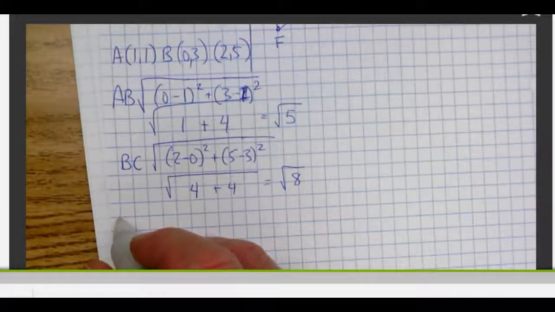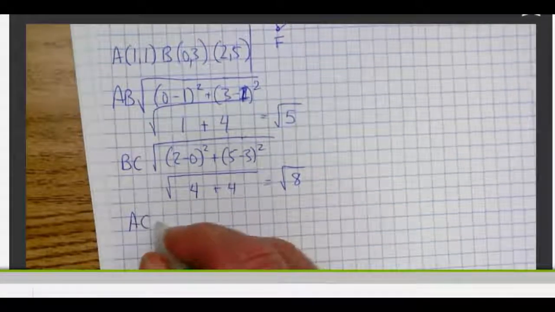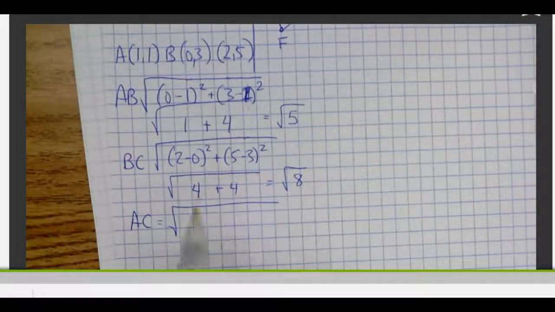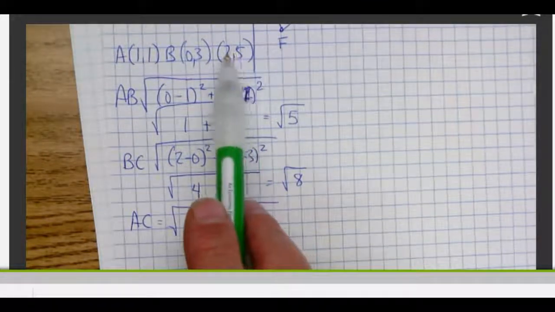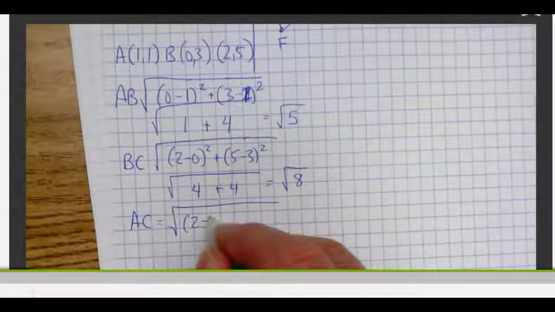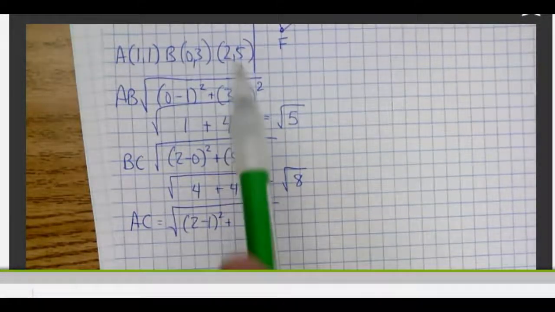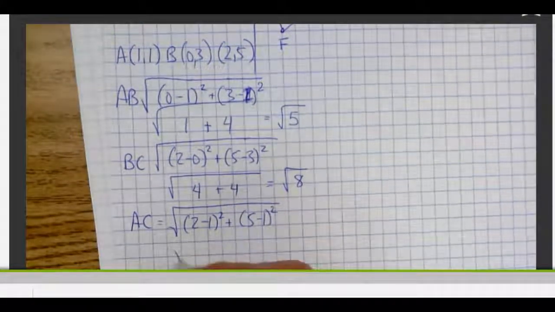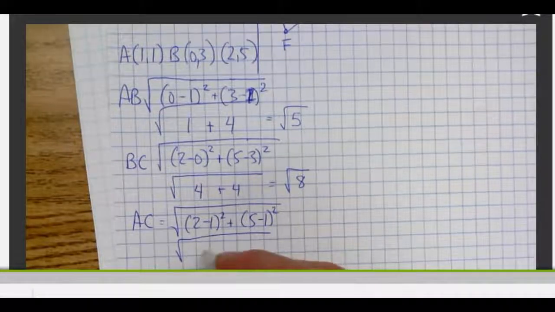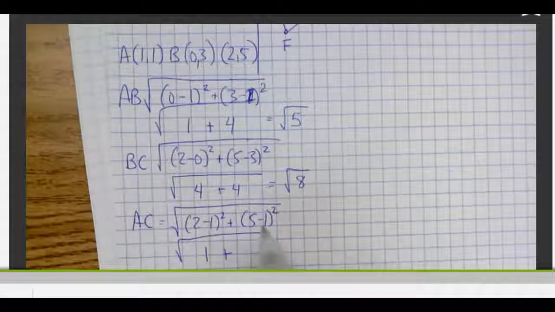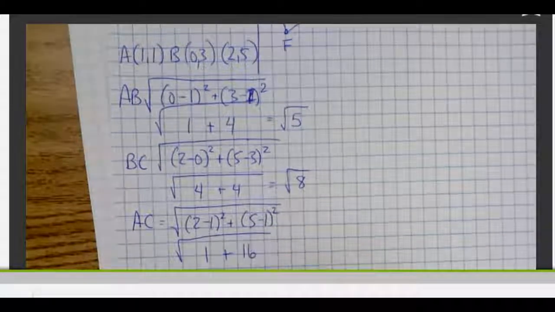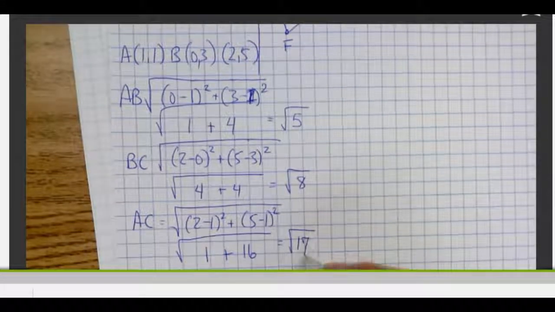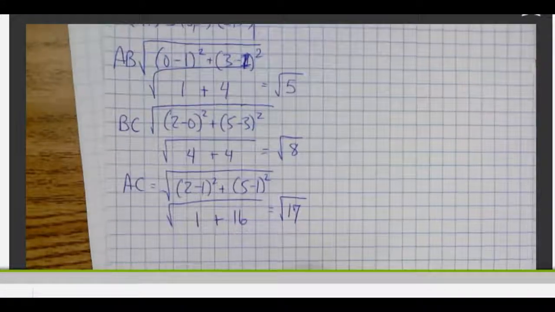Then we have AC as our last side. It doesn't matter which direction you go, it could be CA. So we'll do C again. We'll do the x first, 2 minus 1 squared plus 5 minus 1 squared. That's going to give us the square root of 1 squared, which is 1, because 2 minus 1 is 1, and then 5 minus 1 is 4 squared, 16. We end up with the square root of 17. So that's our first triangle. We do all that math there.